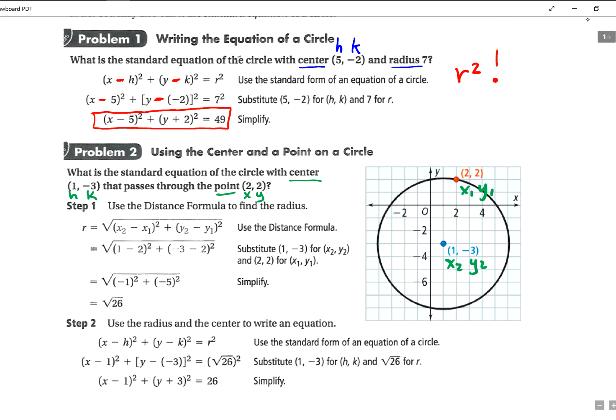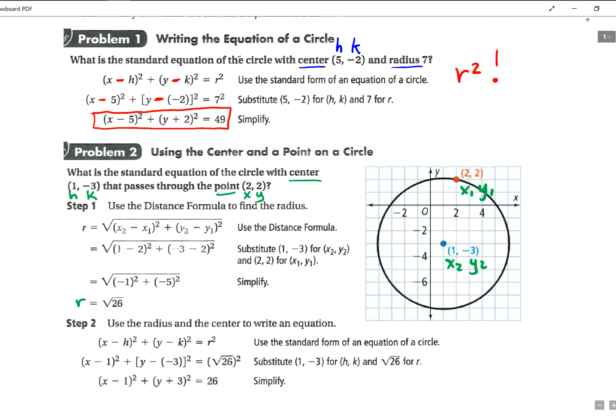So we know we use the distance formula, and the distance we're looking for is our radius. So we write our distance formula. We simply substitute in for x2 minus x1 plus y2 minus y1. We do the math. Remember order of operations. You do the parentheses first, then you square it, then you add them together. And our radius has a length of square root of 26. We're going to leave it like that because it's an irrational number.